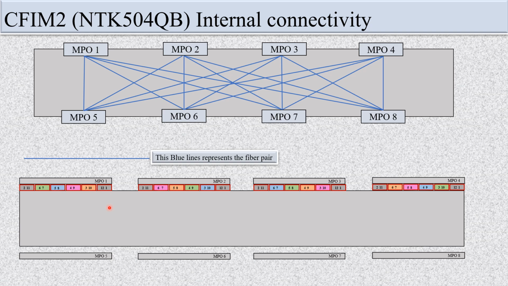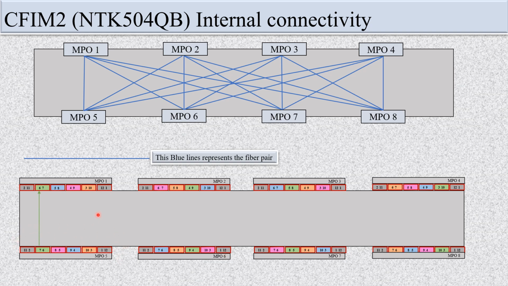So now I have divided MPO port 1 into 12 different fiber. You can see, just for understanding, because this is the physical port MPO 1, and inside this there are 12 fiber pair. So you can see here MPO 1, 2, 3, 4, 5, 6, 7, 8. All MPO ports have 12 fiber pair.